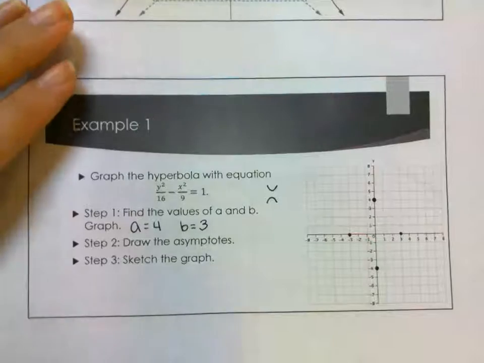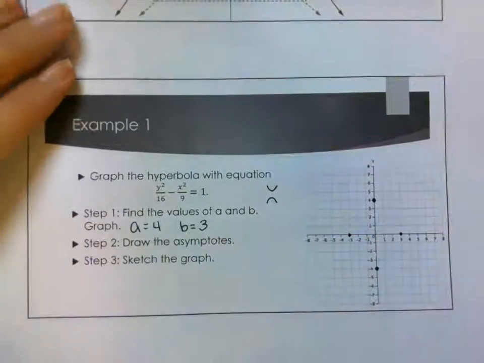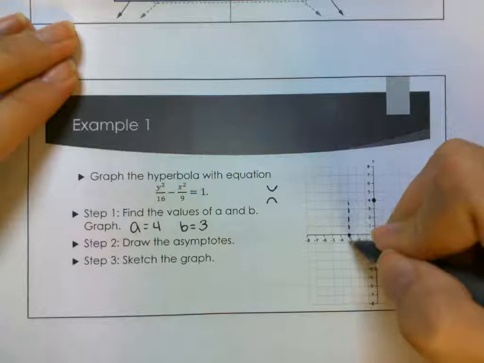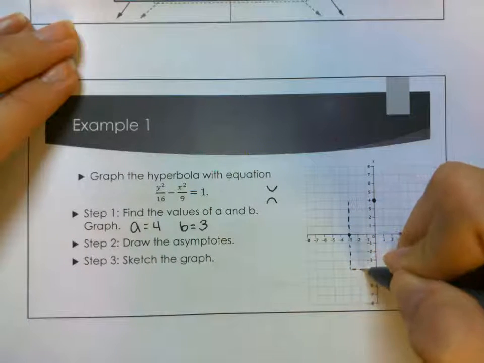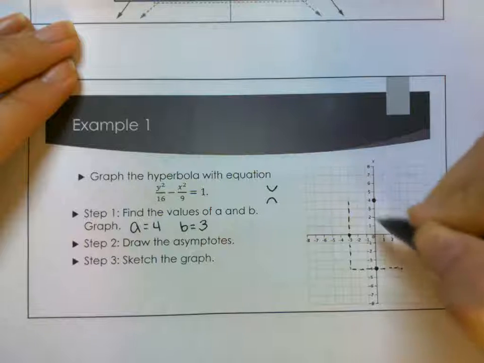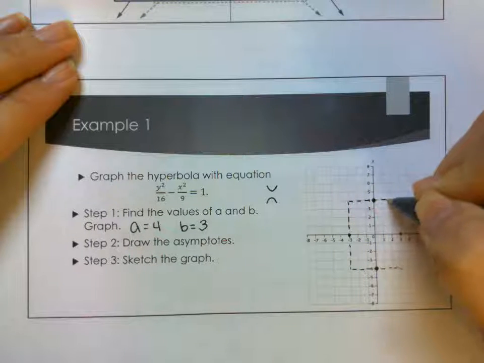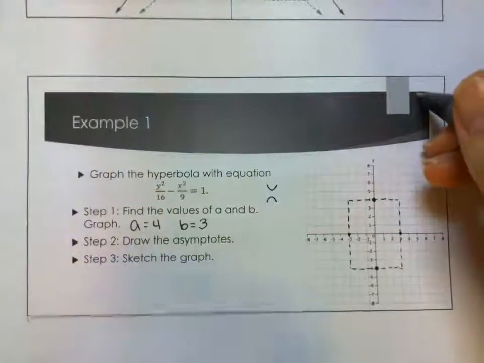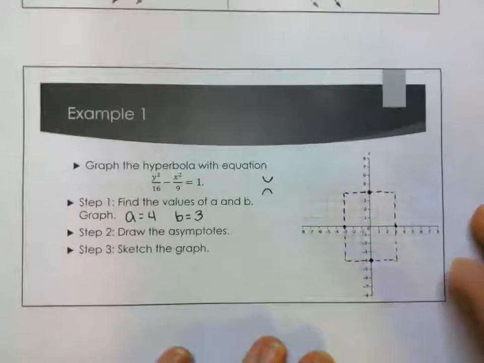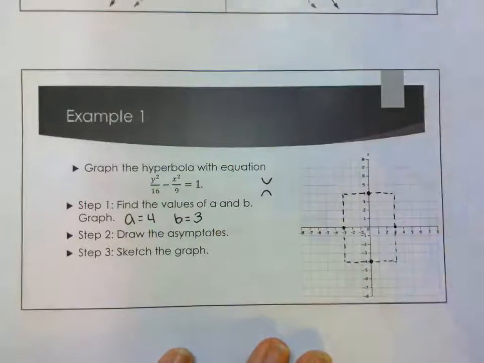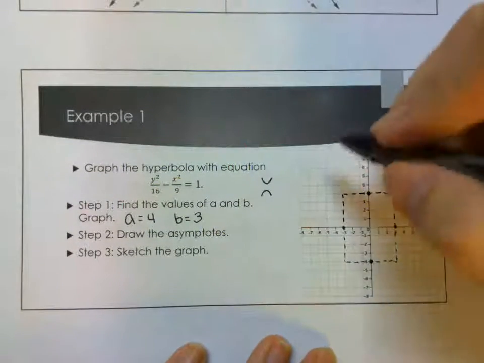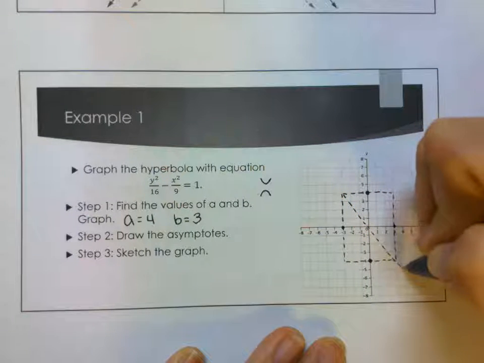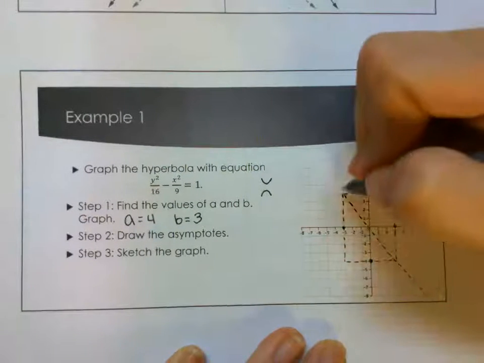Now, you might be thinking, wait a second, this looks like an ellipse. But here's what we're going to do at this point. This is where things are going to change a little bit. I'm going to make a rectangle with these points. And then I am going to draw, remember we saw those asymptotes on the first slide, I'm going to draw the diagonal asymptote that goes through these points.